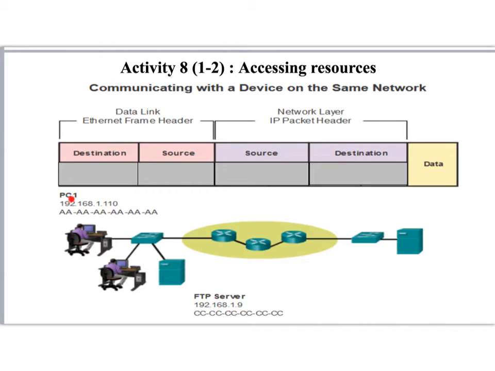Now, in this activity, PC1 wants to send data to an FTP server. And this FTP server happens to be inside the same LAN, or inside the same house. So in that case, the IP address would not be used to deliver this message further to another remote area or remote location. All I need to do is just to physically hand in this message to the FTP server. However, in order for me to do this, I need to answer two questions.